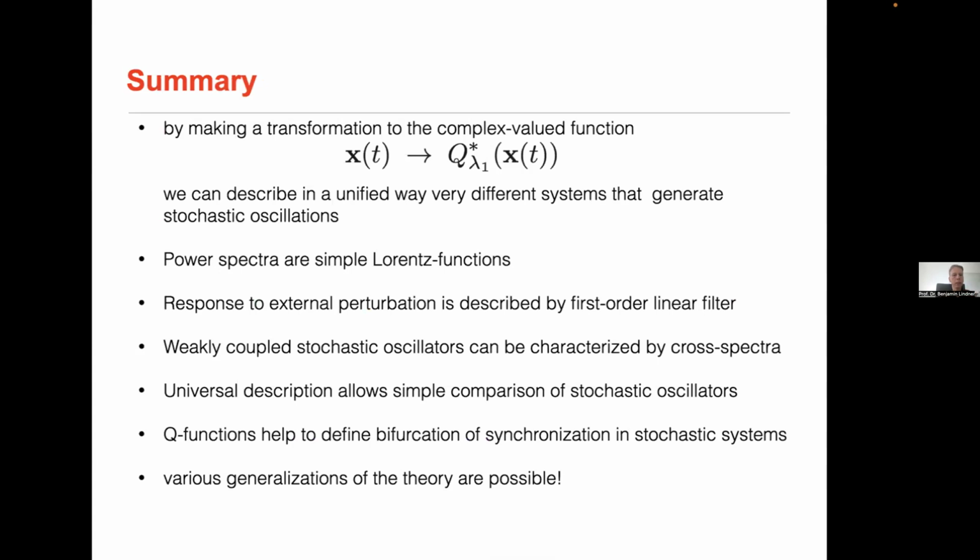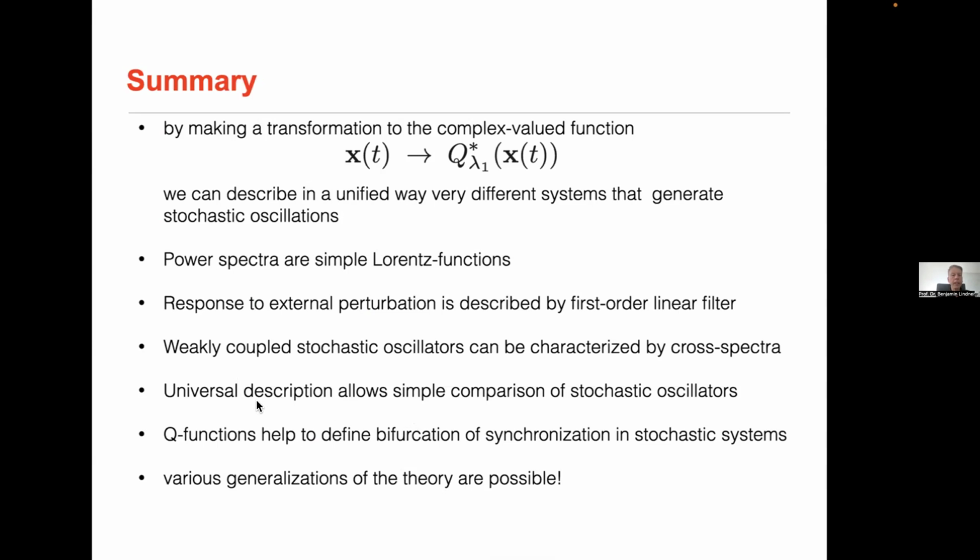They are given simply by Lorentz functions. We get exponential autocorrelation functions. The response to external perturbation is very simple. It's just a first order linear filter. Weakly coupled stochastic oscillators can be characterized by their cross spectra. For these cross spectra, we have simple expressions that are also interpretable.